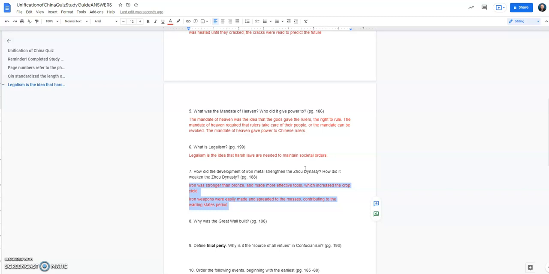It led to a period called the Warring States period, where all these different people are fighting each other because now they all have really good weapons. Everybody's got a good weapon to use, and now they are all fighting. So it was both good and bad. Iron helped them out because it gave them better tools and more crops, but it also weakened them because it led to more fighting.